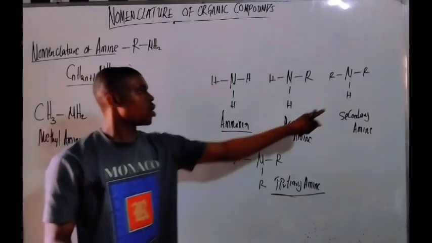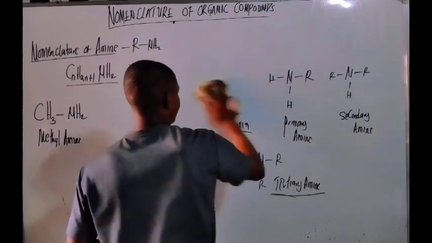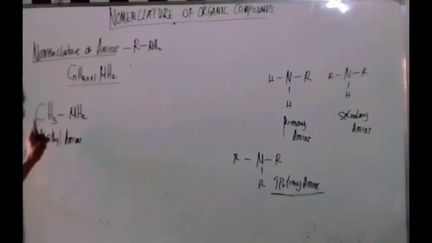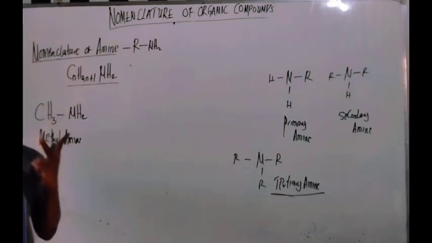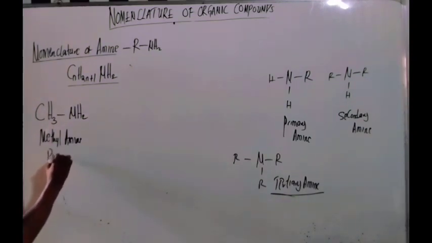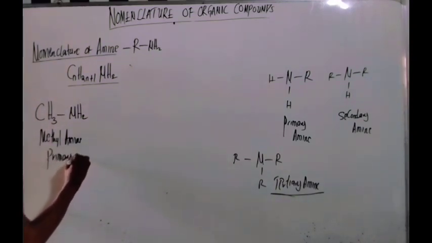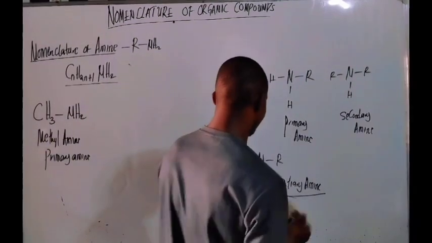So they are also derived from ammonia. You remove this ammonia here. So if you check on here, this nitrogen is having two hydrogens and one methyl group. So this one is called a primary amine. This is that primary amine. Now let's continue here.